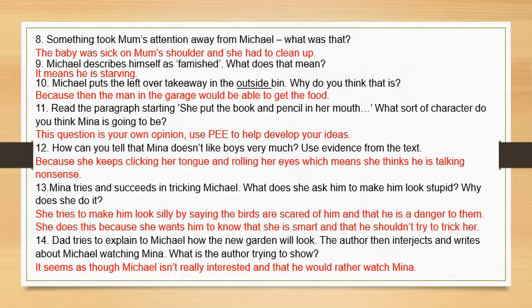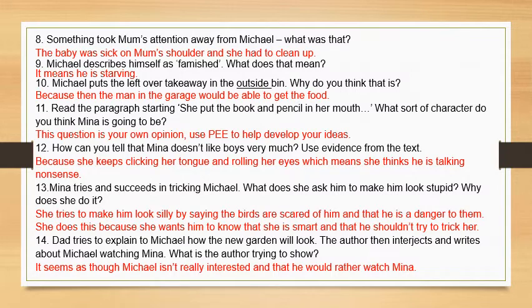Number 13, Mina tries and succeeds in tricking Michael. What does she ask him to make him look stupid? So she tries to make him look silly by saying the birds are scared of him and that he is a danger to them. And she does this because she wants him to think, actually, I'm the smart one. And if you want to be my friend, you better listen to what I've got to say. She's the boss. Okay, so she's trying to make him see that.